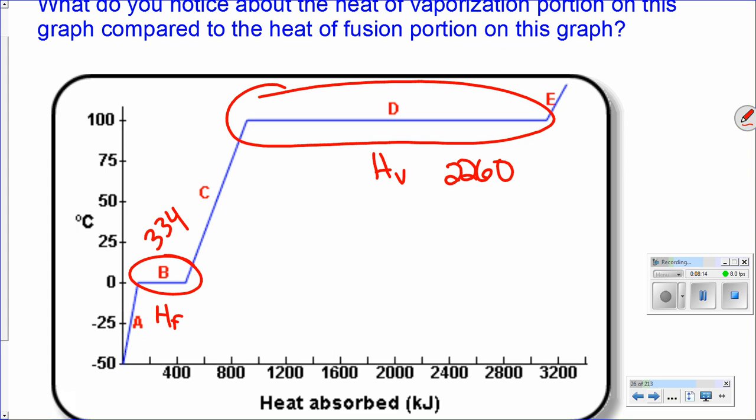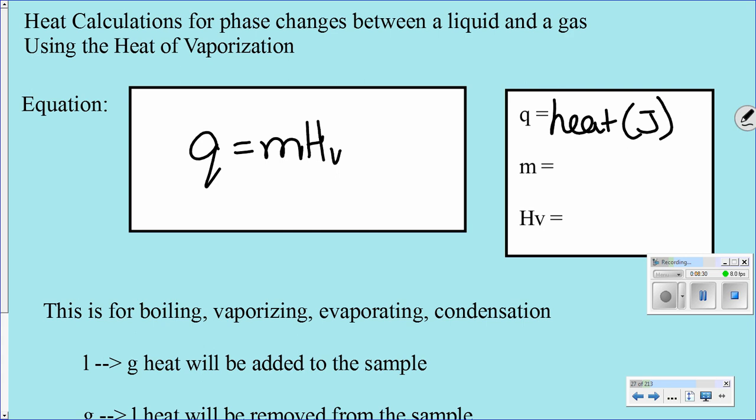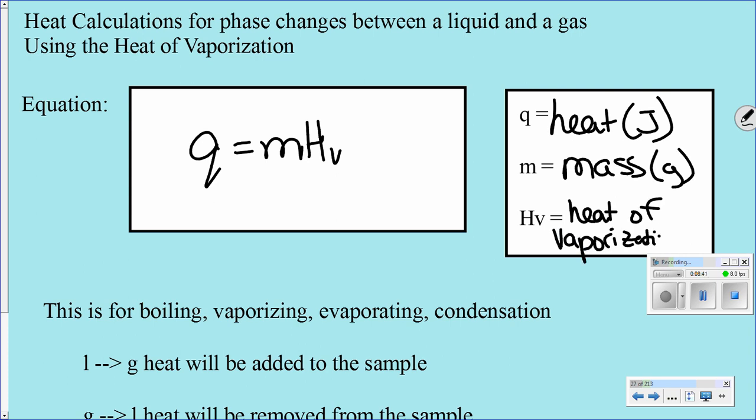So if we look at the amount of energy that's put in during B versus the amount of energy that's put in during D, there's a pretty significant difference. So our calculation for this is actually extremely similar. Q equals mHV. Q is heat in joules, M is mass in grams, and HV is heat of vaporization in joules per gram. So this is exactly the same setup.